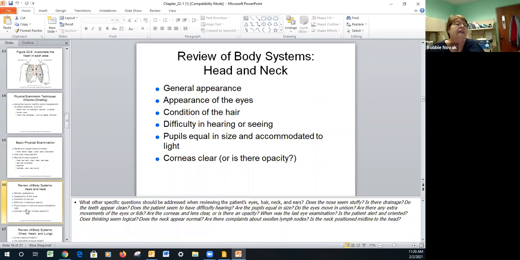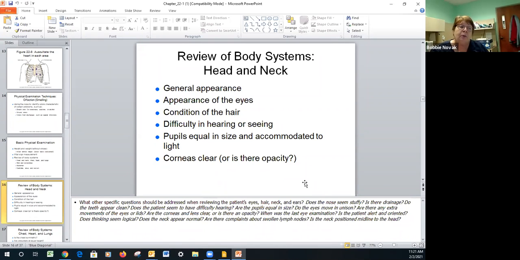When we're looking at the head and neck, we're looking at the general appearance, we're looking at the appearance of the eyes, okay? Are they glassy? Are they open? Are they closed? Are they red? Are they crying? Condition of the hair, okay? Is their hair dry and falling out? Do they have a nice head of hair? Do they have lice in there? All kinds of things you can find in the hair, right? Difficulty in hearing or seeing. And you can check hearing just by talking to somebody. If it doesn't appear that they are hearing you, they probably aren't.